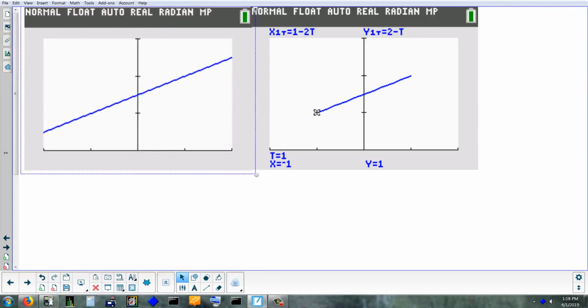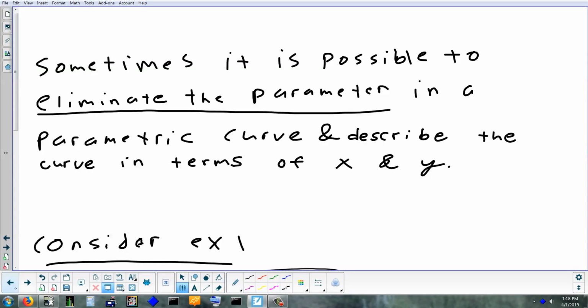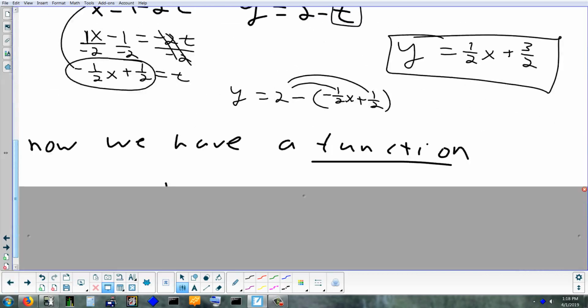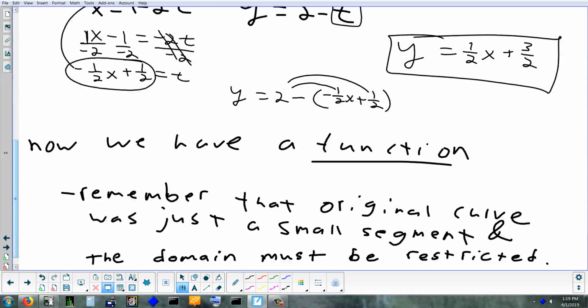But we basically don't want all of it. We only want from like here to here. So how do we account for that? Well, we have a function now, y equals mx plus b. But there's one more thing we have to do. The original curve was only a small part of the function, not the whole thing.